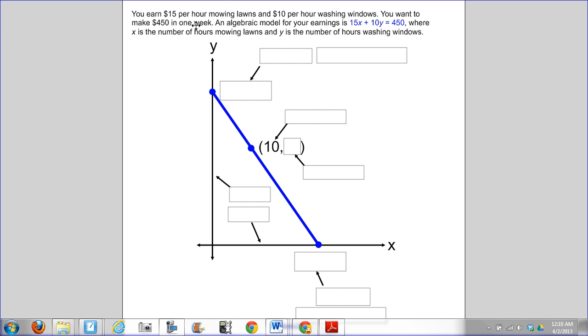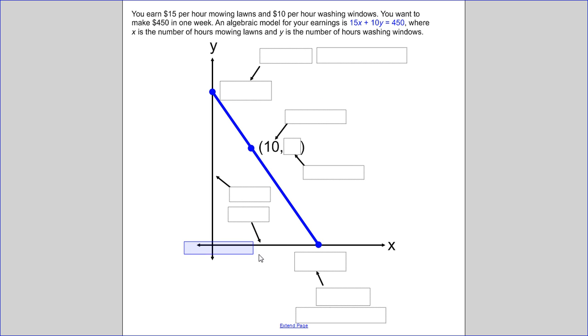And we're using this little model, this example, where you're earning $15 per hour for mowing lawns and $10 per hour washing windows. You want to make $450 in a week, and we have this line segment, a segment of a line that is the graph of this equation, 15x plus 10y equals 450, where the x-axis represents the number of hours you spend mowing lawns, and the y-axis represents the number of hours you spend washing windows.